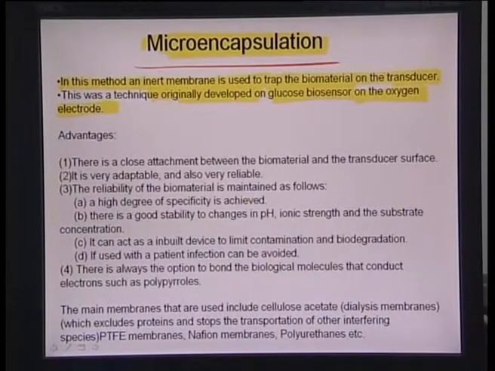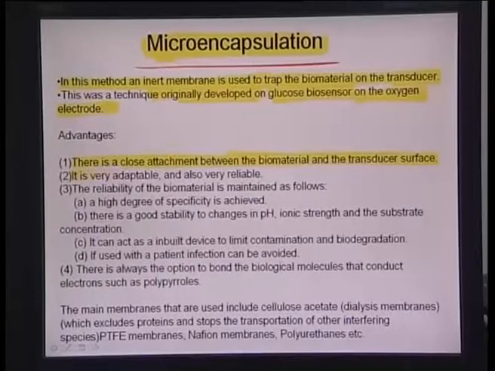One definite advantage, as can be illustrated here, is that there is a close attachment between the biomaterial and the transducer surface. You can think about this particular membrane set to hold together the biological entity very close to a certain surface, and therefore this provides a firm binding mechanism of closeness of the entity to the particular sensor surface that is being used. So definitely it is much closer as an attachment than, let us say, an adsorption, where it may just randomly adsorb on a surface without taking care of any textural issues of the particular surface.